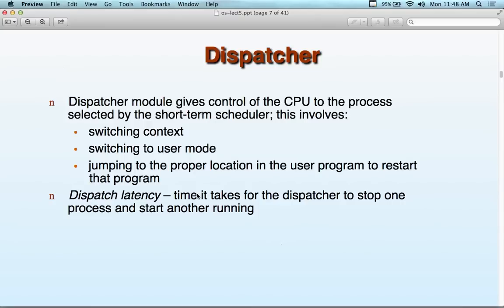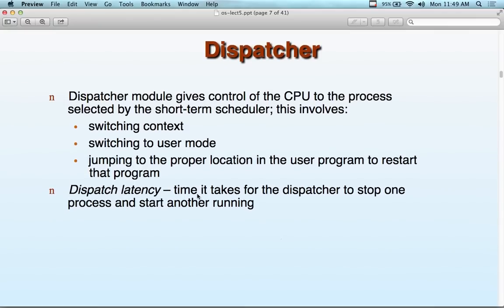So we have a dispatcher. The dispatcher is the one who's picking. It's kind of like the radio dispatchers we get with the 911 system. They send out the fire truck or the ambulance or whatever it is you need. Well, the dispatcher's going to send the process to wherever it needs to go. So the dispatcher module is a software module. It gives control of the CPU to the process selected by the short-term scheduler, and this involves switching the context. When you switch the context, that means going from one running process to another. They call everything context switching in terms of the CPU scheduler, because you're going from here to here to here. I don't know if there's a better word for that, but it's called context switching.